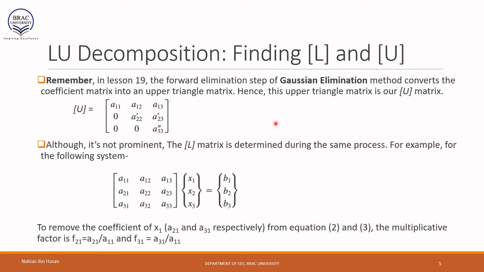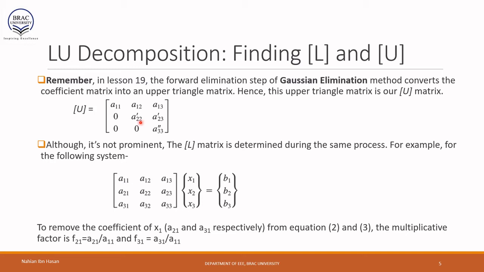Now let's find out how we can implement this algorithm. First we need to find the lower triangular matrix and the upper triangular matrix. So let's first find the upper triangular matrix. If you remember from lesson 19 or lesson 20 where we used the Gaussian elimination method, we first converted the original coefficient matrix into an upper triangular matrix. That's the same upper triangular matrix that is used in LU decomposition.